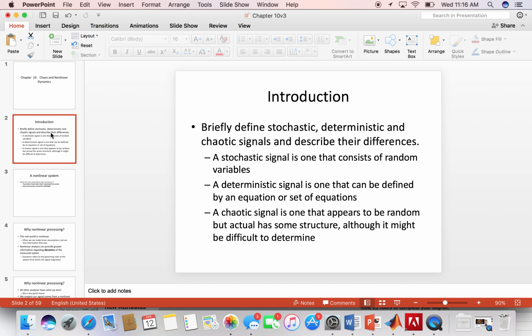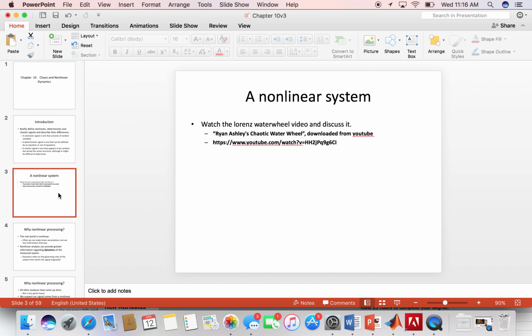These three types of signals are typically covered in most signal processing classes. We look at stochastic signals or sometimes deterministic signals. Rarely are chaotic signals looked at, when in fact most processes within the human body and within nature are in fact chaotic.